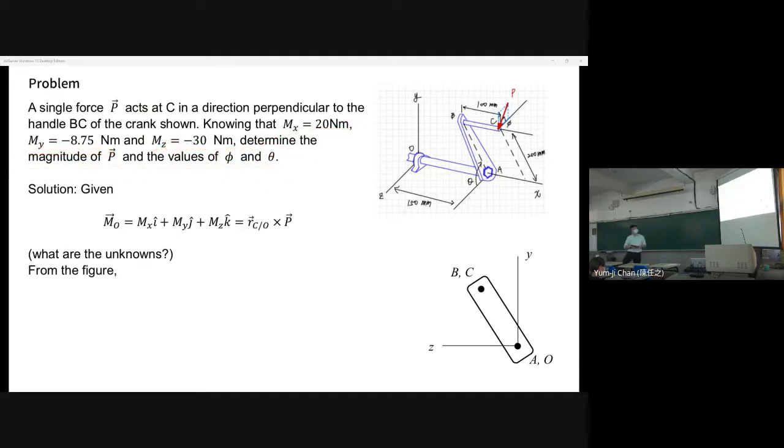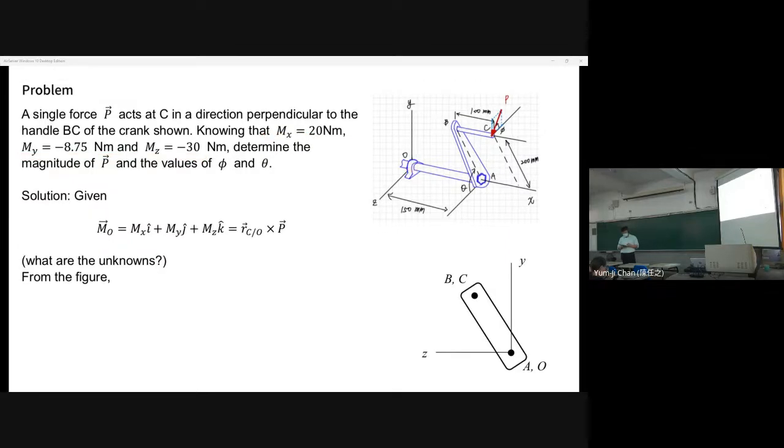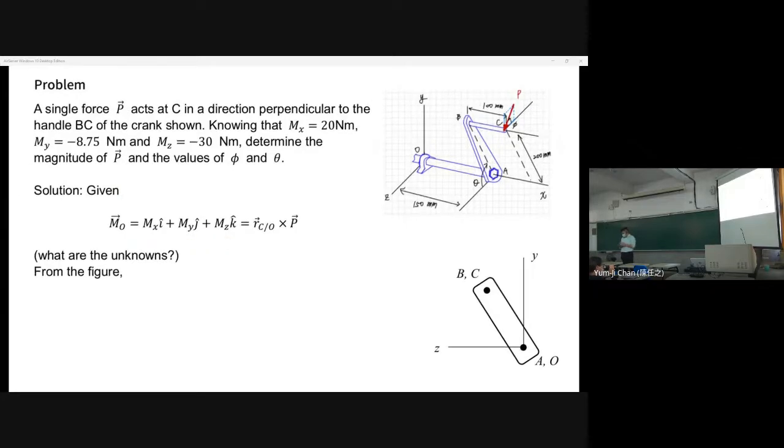Now, here we have M. It does not show very clearly, but it says M with respect to O is equal to Mx i plus My j plus Mz k. Then of course we have the force P here, and this one is point C, and this one is the moment arm, r of C with respect to O. So what are the unknowns in this problem?